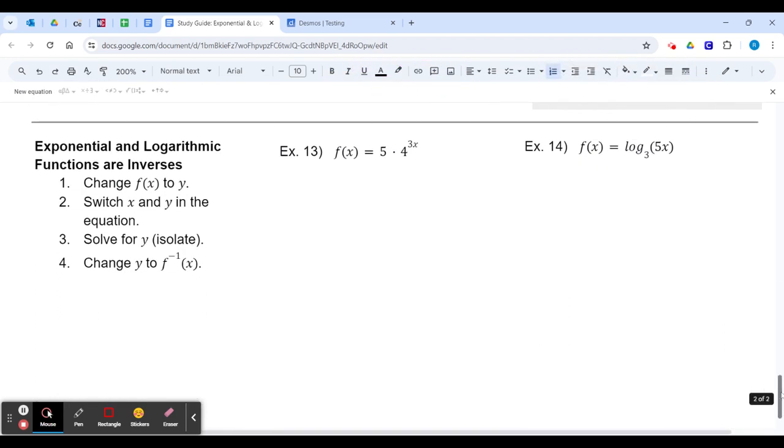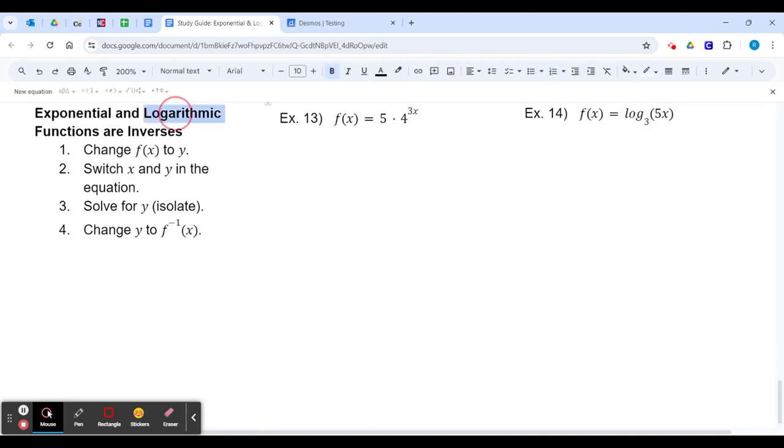So the last concept that we want to hit with these exponential and logarithmic functions is that these things are inverses, okay? So we can find them using those definitions of exponents and logarithms combined with our inverse rules that we reviewed yesterday. First thing I'm going to do is set up some housekeeping stuff. So I'm going to change that f of x to y. So we get y equals 5 times 4 to the 3x.